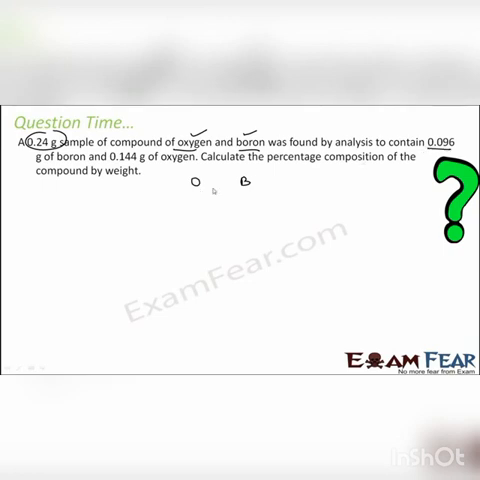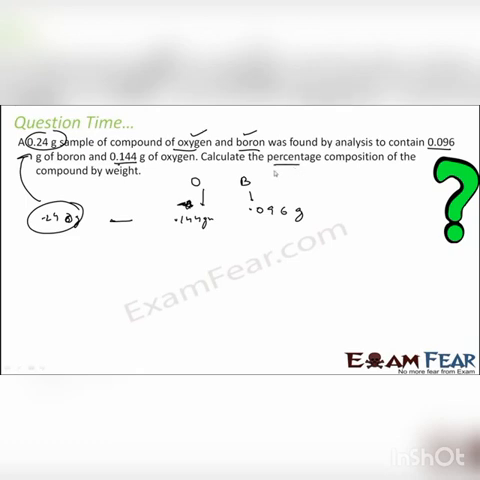Okay. It contains 0.096 gram of boron and 0.144 gram of oxygen. Let's add these two values. So when you add this, you get 0.24, and that is the total sample. Correct. Okay. So we have a sample of 0.24 gram which has 0.144 gram of oxygen and 0.096 gram of boron.